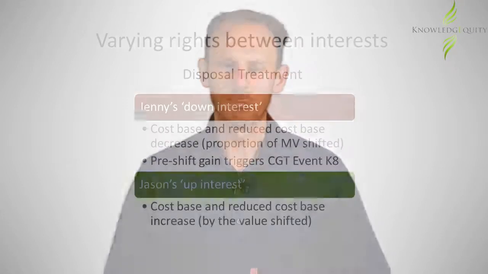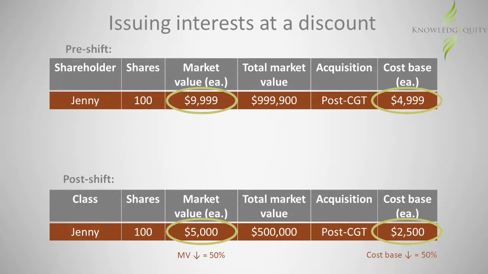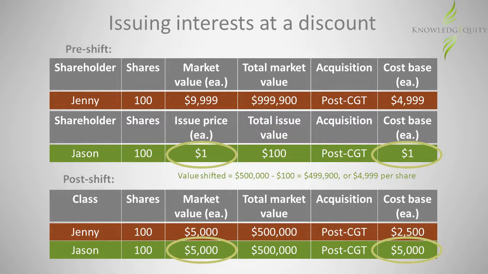However, under the value shifting provisions, it is likely that disposal treatment applies, given that the value of interests has shifted between separate owners. The cost base and reduced cost base of Jenny's shares would decrease in line with the proportion of market value of the down interest shifted. Further, as Jenny has a pre-shift gain for the down interest, CGT event K8 will occur and Jenny will be liable for capital gains in respect of the entity interest direct value shift. For Jason, the cost base and reduced cost base of his shares would increase by the value shifted.